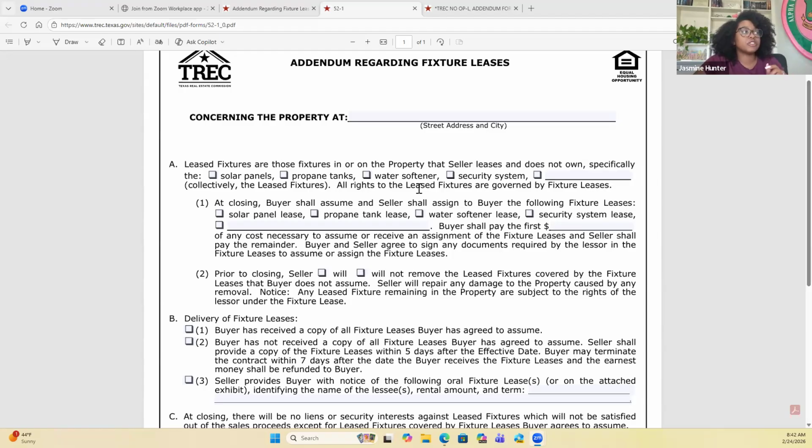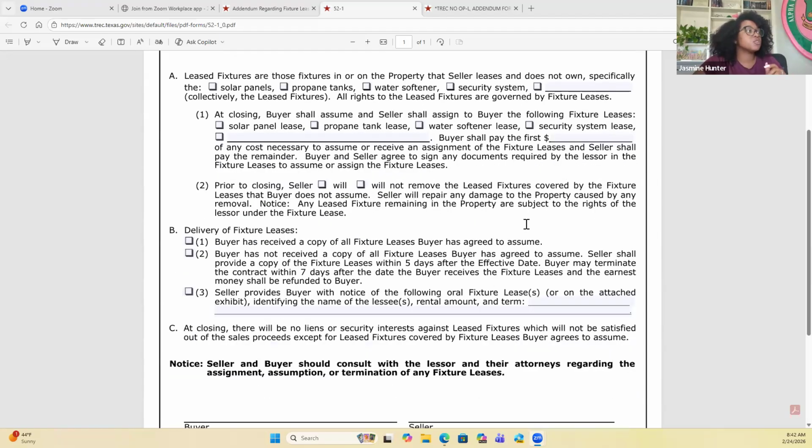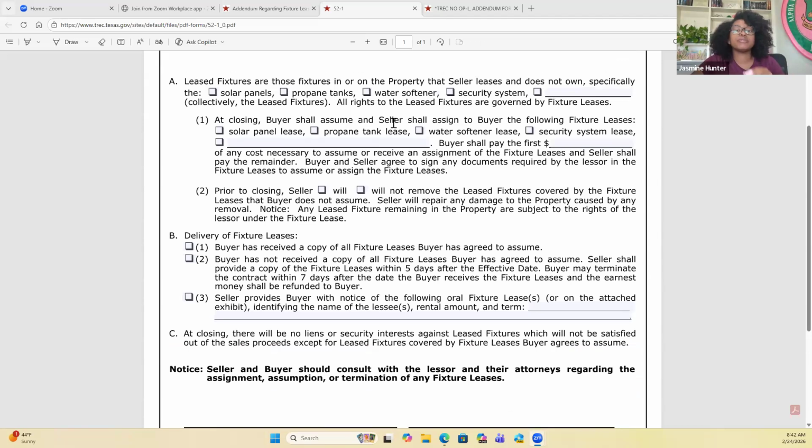Number 1, what fixture lease is there? Number 2, at the time of closing, what's going to happen to this fixture lease? At closing, is the buyer going to assume the fixture lease and the seller will assign the buyer the following fixture leases? Whatever you listed up here in the first part, what fixture leases even exist on this property? Is the buyer in agreement with assuming the fixture lease for that water softener? If yes, you should have a check for water softener here. You should have a check for water softener here.